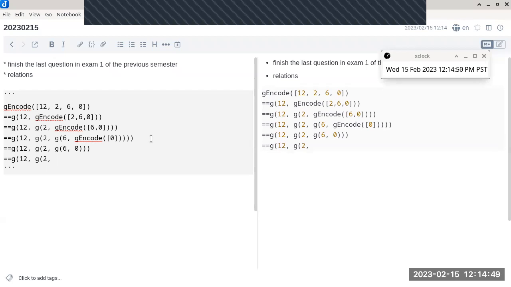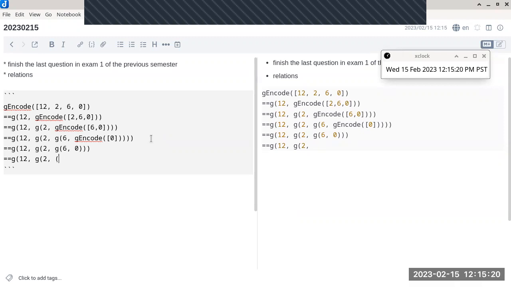So G of 6, 0 has X being 6 and Y being 0. That's an easy one because it's on the base of a diagonal line, which means you have 0 plus 6 times 0 plus 6 plus 1. So we have 6 times 7, 42. The whole thing divided by 2, which is 21. Okay. So G of 6, 0 is 21.